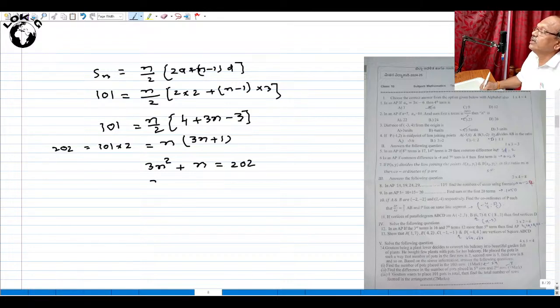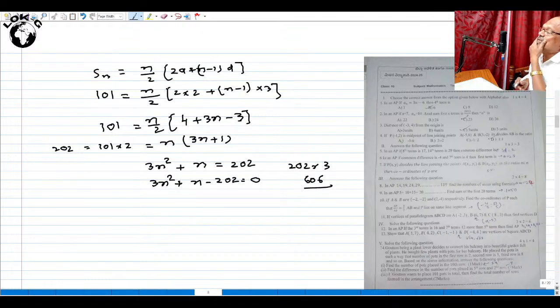You have to solve for n. You get 3n square plus n minus 202. Try to get the factors. Factors of 202 into 3, which is 606. Is there any pair of numbers whose difference is 1? 3 into 202 is 606. Can you split this 606 into two such numbers? I think you don't get factors.